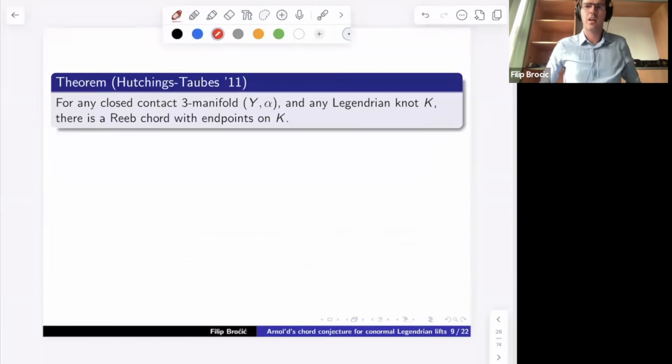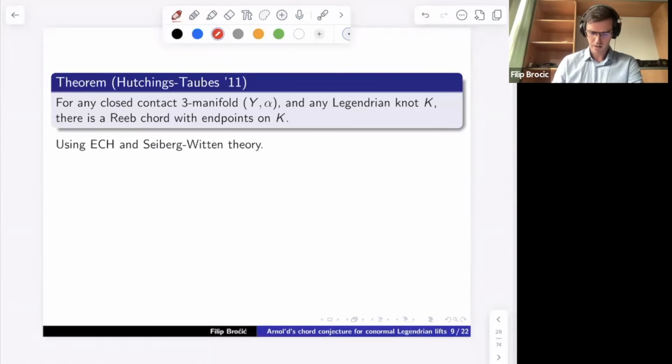And then another important result is due to Hutchings and Taubes, and they resolved completely the Arnold chord conjecture in dimension 3. So for any co-oriented 3-contact manifold Y that is closed, and any Legendrian knot K inside of Y, there is a Reeb chord with endpoints on K. And they were using embedded contact homology and Seiberg-Witten theory.